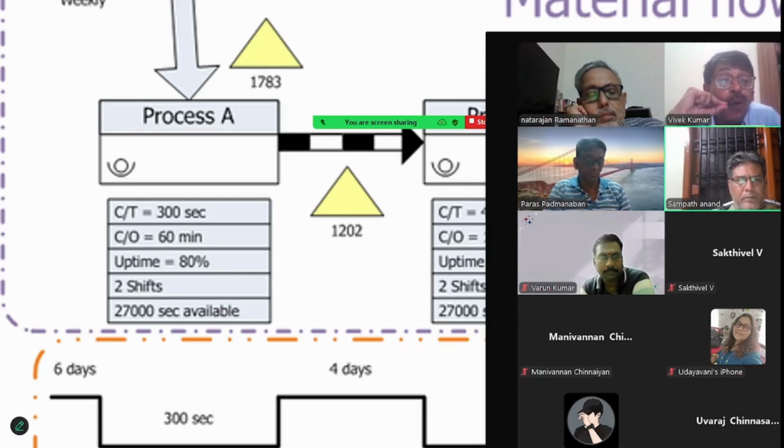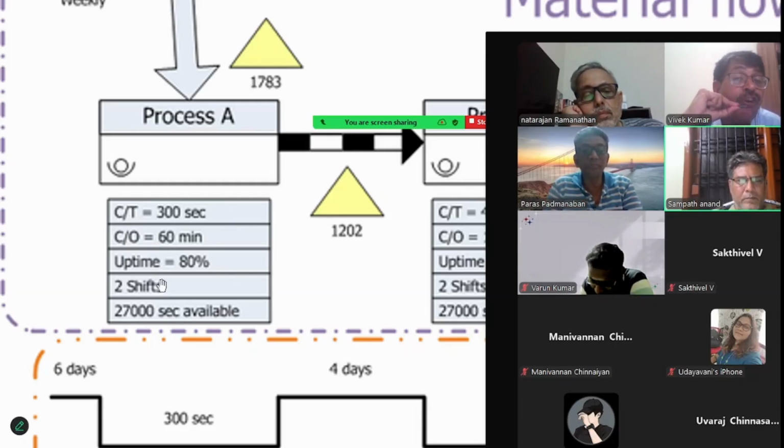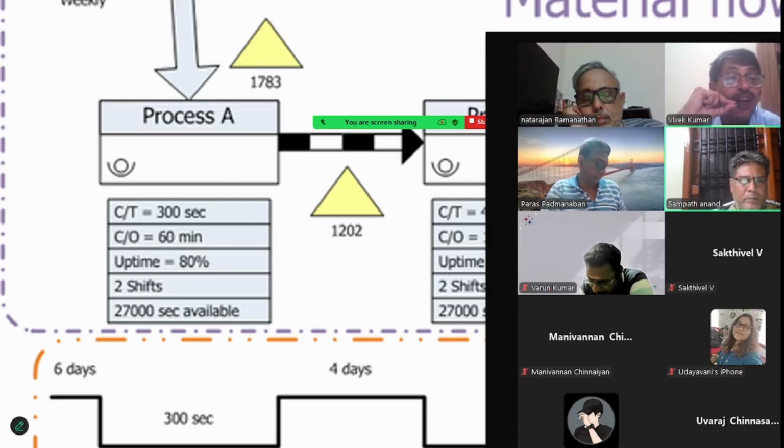It is not a shallow exercise. Being able to know what the cycle time is, what the average changeover time is, and what the average uptime is for this machine. Yesterday we discussed it, and the day before yesterday also.